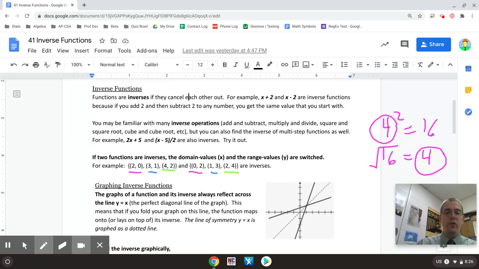It's true to say that the first set is the inverse of the second set, and also the second set is the inverse of the first set. Inverses are a bidirectional relationship, so if two functions are inverses, you can work in either direction.